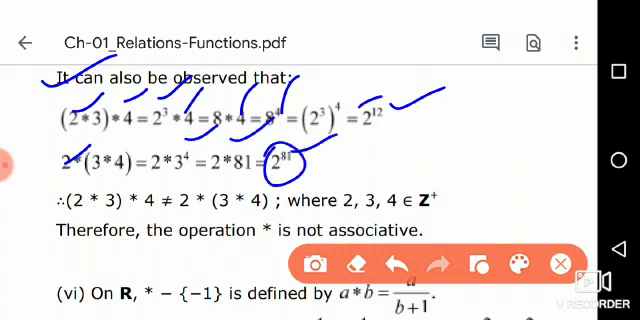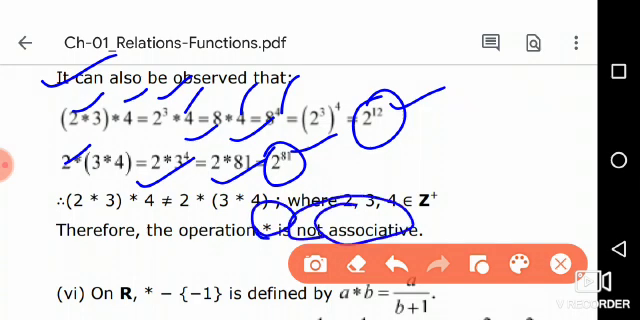But 2 raised to 81 and 2 raised to 12 are both unequal. Hence, (2 star 3) star 4 is not equal to 2 star (3 star 4) for all 2, 3, 4 belonging to Z plus. Therefore, in this case, we say that star is not associative.